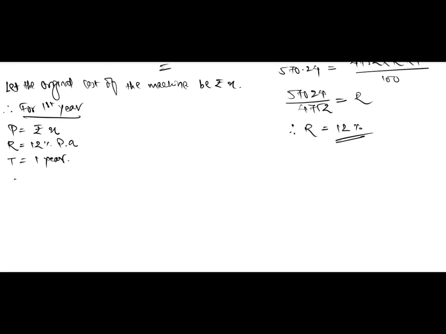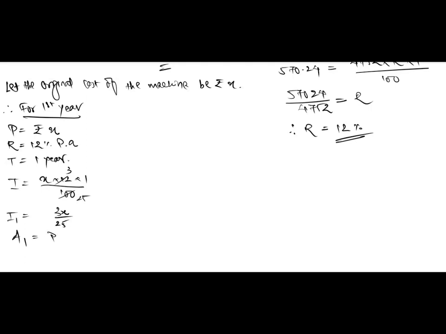Now we'll find the interest, which is PRT upon 100. 4 3s are 12, 4 25s are 100. So interest is 3x upon 25. Now comes the most important part, the amount at the end of 1 year.